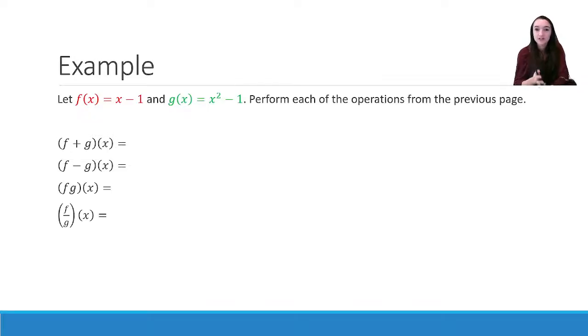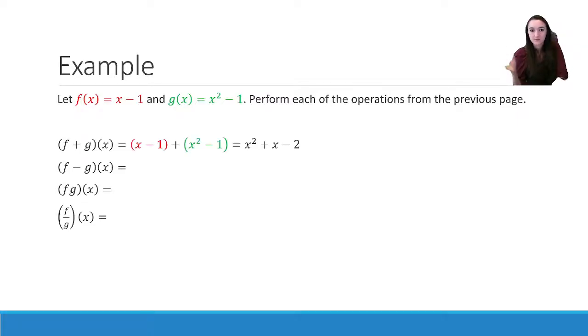So f plus g of x, if we have these functions, f of x is x minus 1, g of x is x squared minus 1, then f plus g of x just means we take f of x, we add it to g of x, like so. And then we can simplify. So x minus 1 plus x squared minus 1, that's going to be x squared plus x, and then there's minus 1, combine our like terms, minus 2.